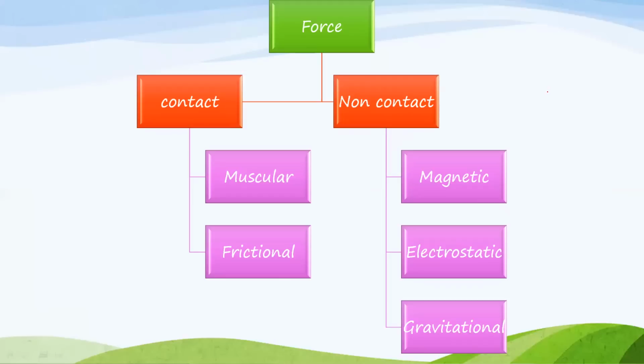Now, we shall conclude the topics which we studied today. Classification of force, contact and non-contact forces. Contact force examples are muscular and frictional force. Non-contact force examples are magnetic, electrostatic, and gravitational force. We studied about how to represent force, how to find out the resultant force if more than one force is acting on an object. I hope today's session was very helpful to all of you.